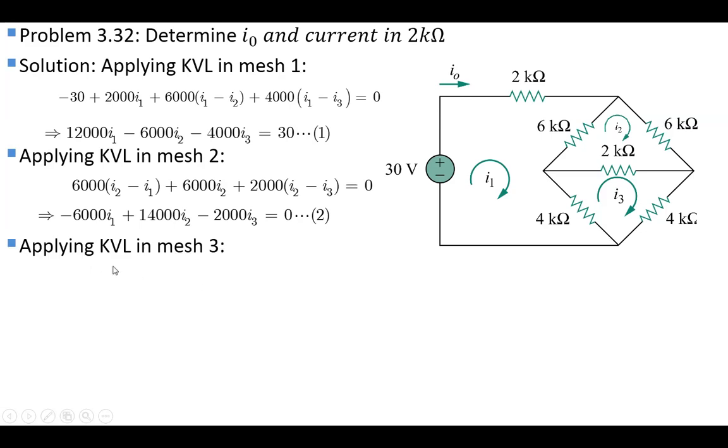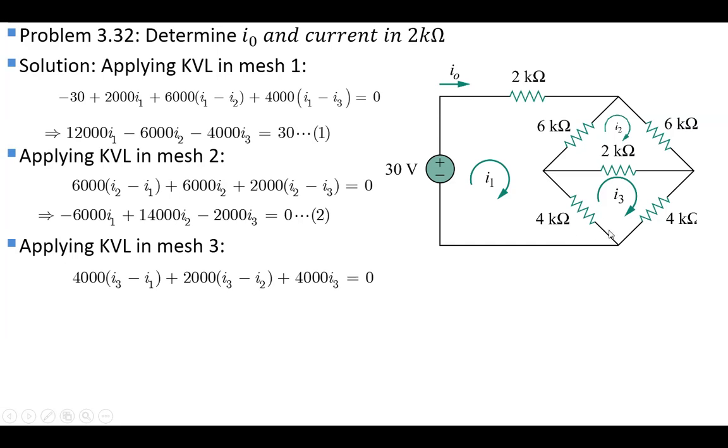Next we'll apply KVL in mesh number 3. Again there are 3 elements. Two are common: the 2 kilo ohm resistance is common between mesh number 3 and 2, the 4 kilo ohm resistance is common between I3 and I1, and the other 4K is not common with any loop. So let's start from the 4000 resistance, going in the clockwise direction. We have encountered the 4 kilo ohm resistance.